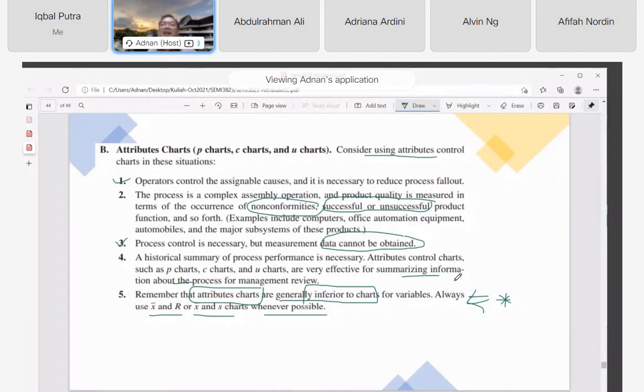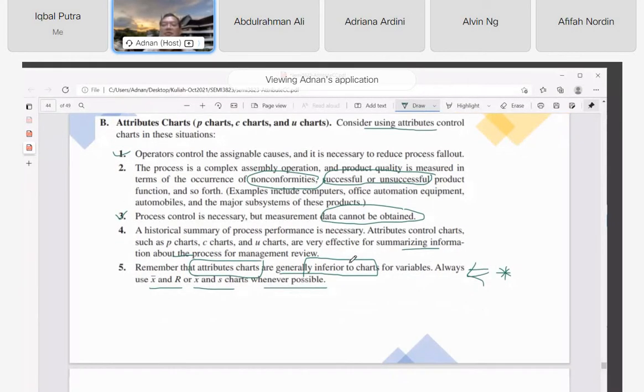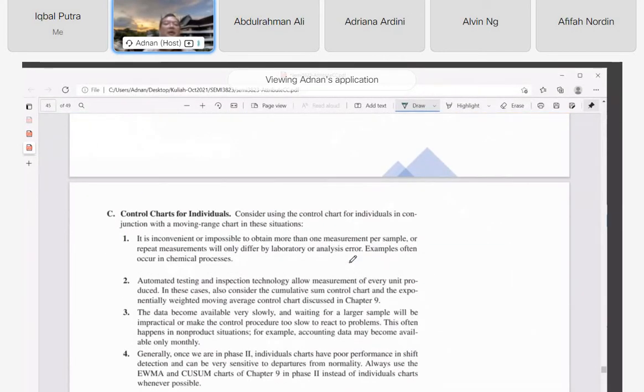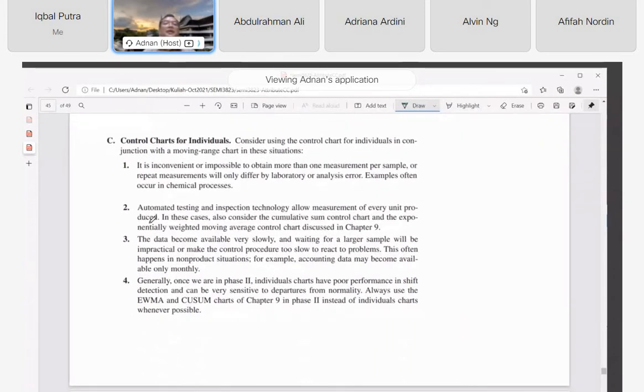But in the case of services like banking, the office processes in an office, to count how many mistakes, it is not necessarily needed to use X bar chart. Maybe not suitable or not needed. In such cases, attribute can be the right solution. Okay, also control chart for individuals.